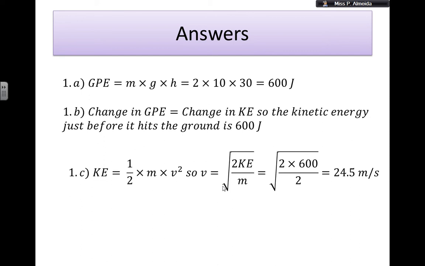Make the energy that you calculated equal to the other one. So kinetic energy equals 1/2 times the mass times velocity squared. If you cannot change the equation straight away, substitute values, but my velocity will be equal to the square root of 2 times the kinetic energy divided by the mass. And then I have the square, so I need to do the square root. So it's 2 times 600 divided by 2, all under the square root. And it gives me 24.5 meters per second, okay?